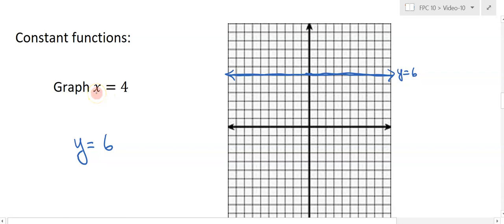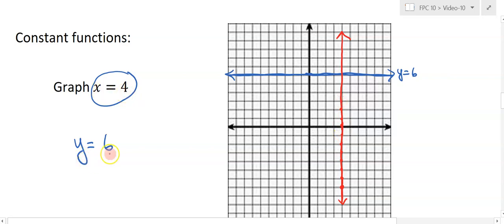Sometimes instead our constant function could be for x, not necessarily y. x equals 4. So when we want to find out where x equals 4, we now go to x being 4. 1, 2, 3, 4. That's where x is 4. x is 4 along that entire line. In this case, it's a vertical line because all of these points have an x coordinate of 4. It is a constant function where x is not changing. My y is changing, but x isn't.